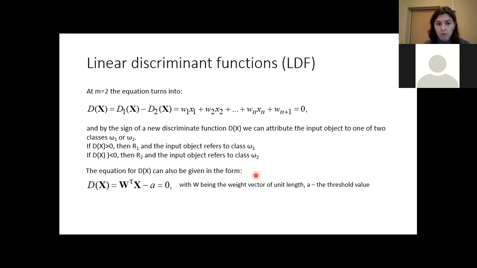And the most popular form, I also want to highlight this moment, and in our lab work we will use this form: the matrix form of the equation, where the discriminant function is equal to the weight vector multiplied by x minus a is equal to 0. And here w is the weight vector of unit length. What does unit length mean? Do you know?